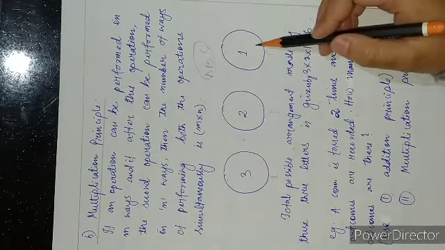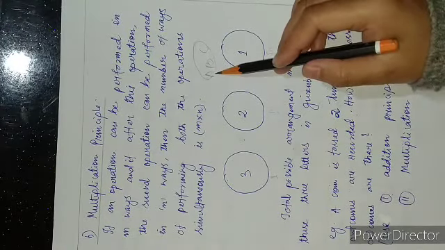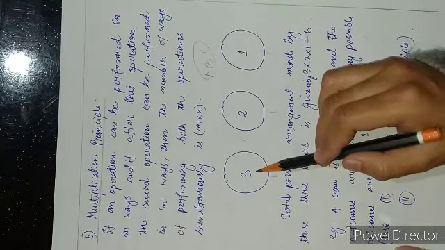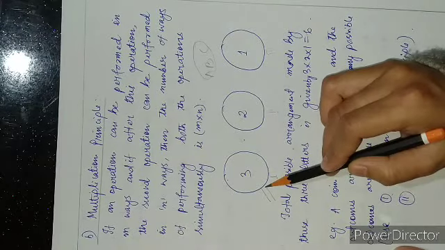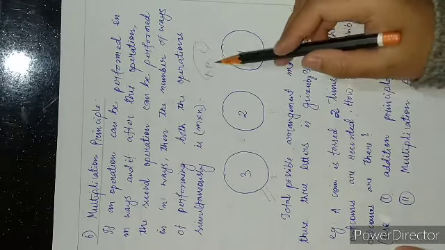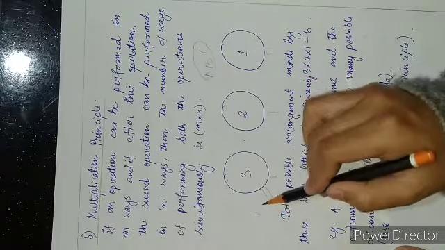These vacant places are to be filled up by these 3 letters. In this example, let us fill up the vacant places one by one. The first vacant place can be filled up by any one of the 3 objects. It may be A, B or C.